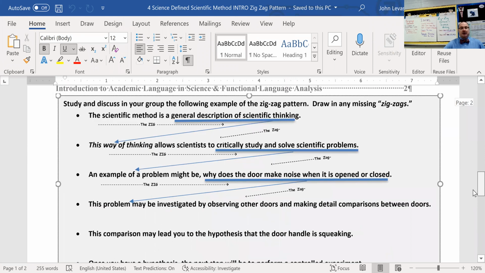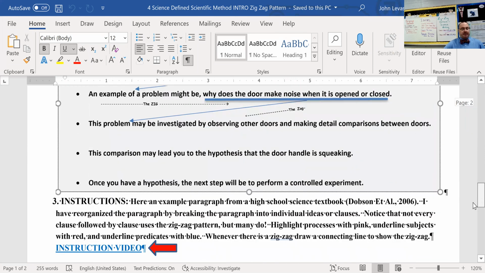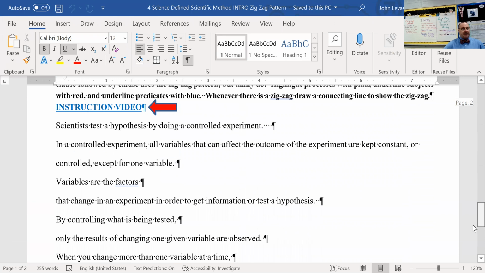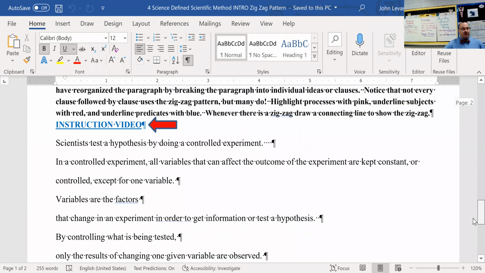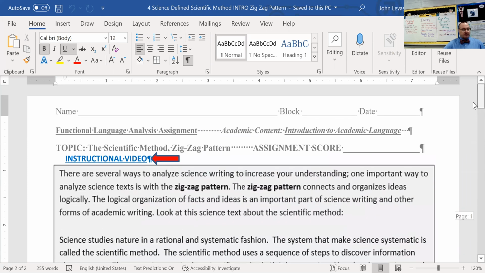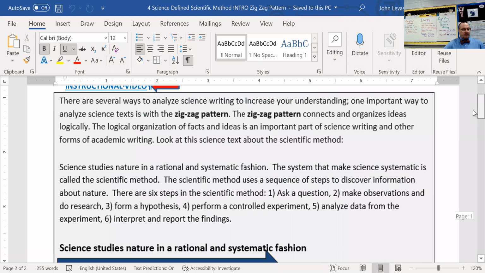And then I'll give you a little bit more of a demonstration, and then you'll practice finding the zigzag pattern at the bottom here, and I will add another video for you. So let's go back to the top. And I'm going to read this, and then I'll show you the zigzag pattern.